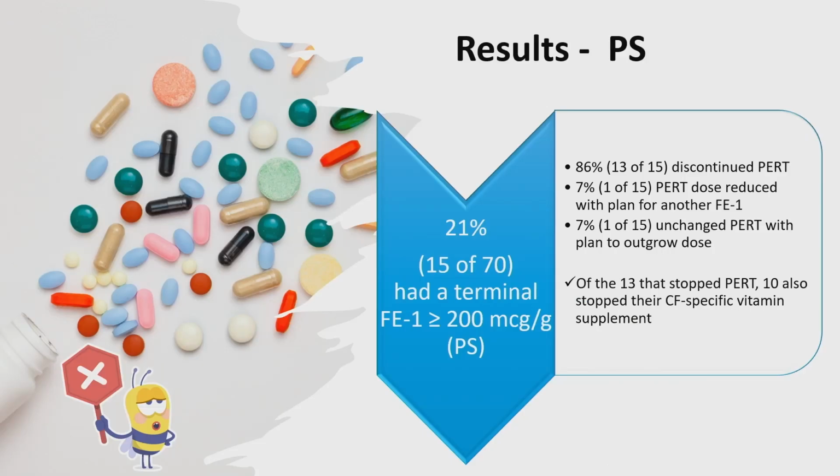So we had this subgroup of children who did become pancreatic sufficient while on their modulator with a value greater than 200, so 15 of 70 or 21%. So we looked into what we know about that group of pancreatic sufficient patients. 13 of the 15 did stop their PERT. One had a reduced dose, and they had planned to recheck elastase again to confirm. And then one did not change PERT, but there was this plan to outgrow the dose. And of the 13 that stopped their PERT or enzyme therapy, 10 also stopped their CF vitamin.